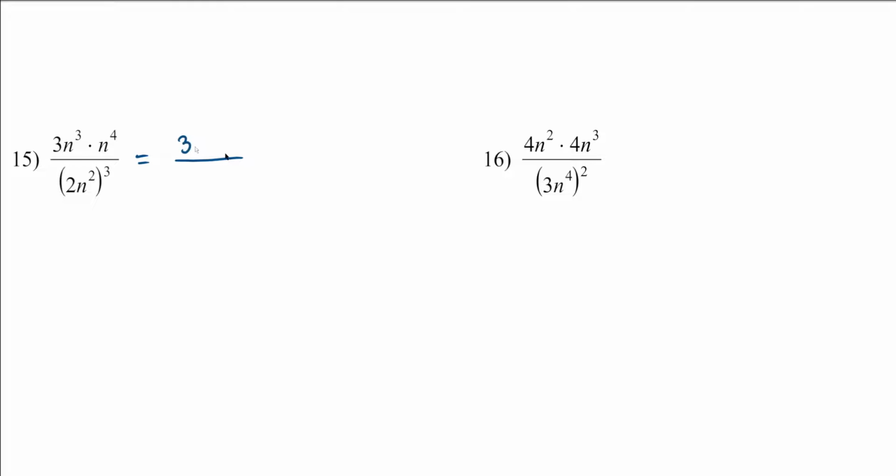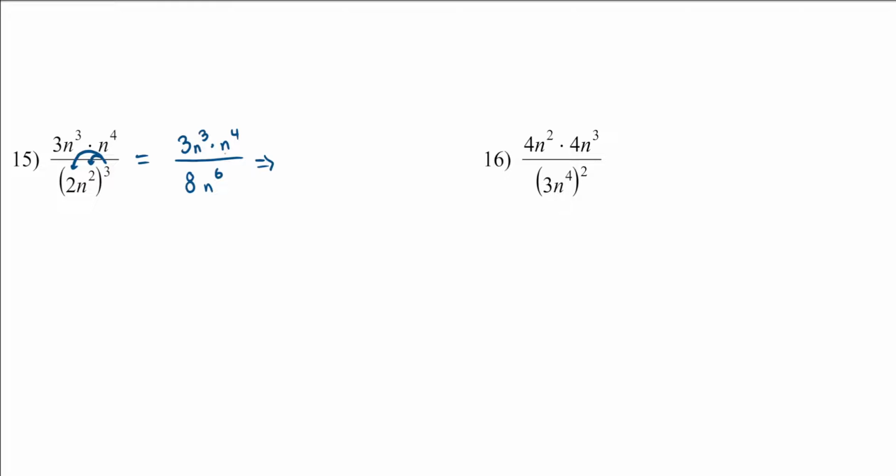I'm going to write what's on top because I haven't done step 2 yet, which is to distribute this exponent using the power property. 2 to the 3rd power is 8. And then 2 times 3 is 6. Remember, with the power property, we raise the coefficient by the power and multiply the power by the outside power. So we end up with 8n to the 6th. Now I'm ready to combine and reduce.